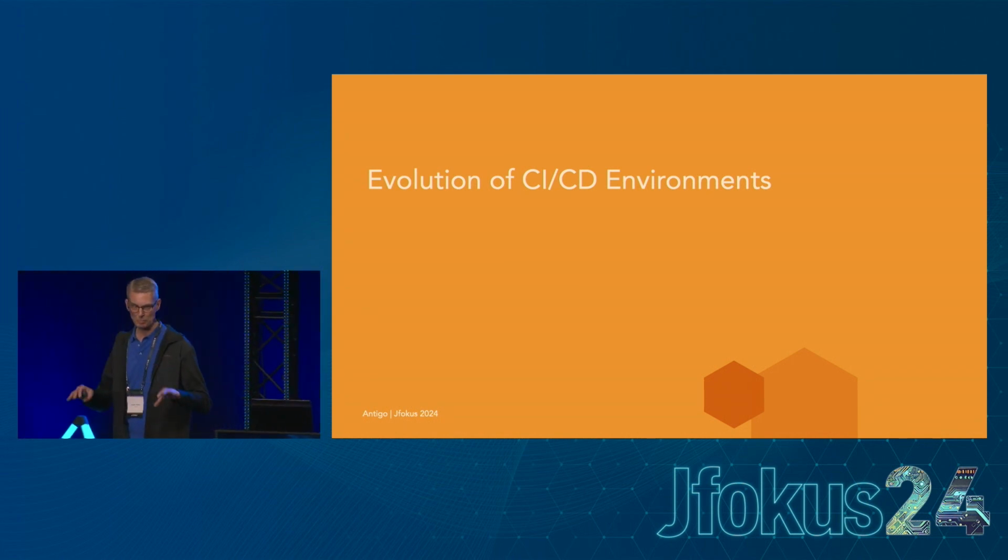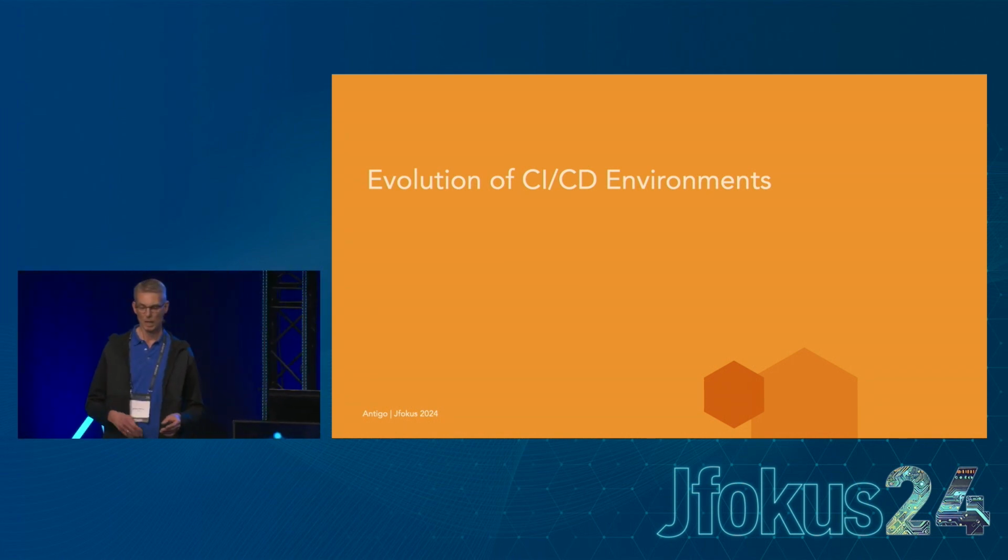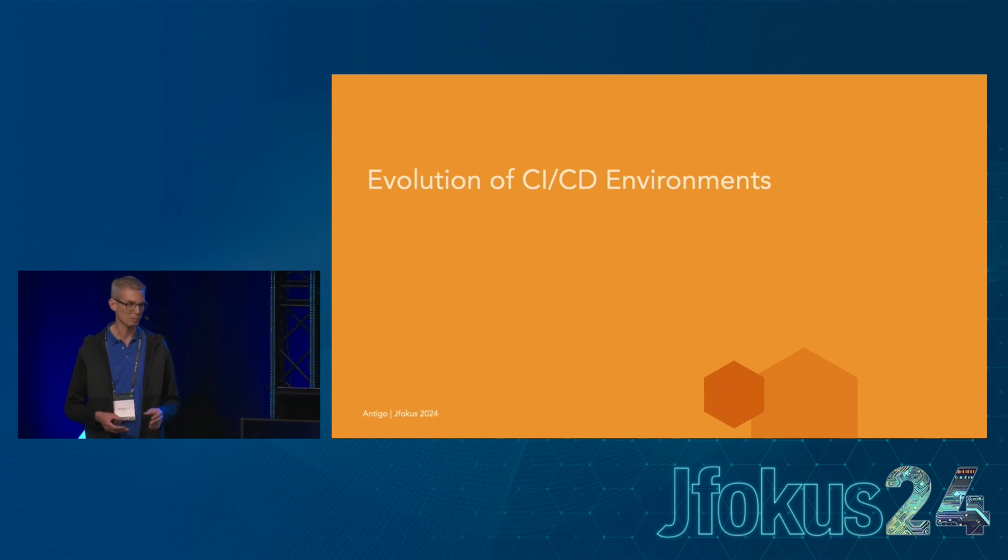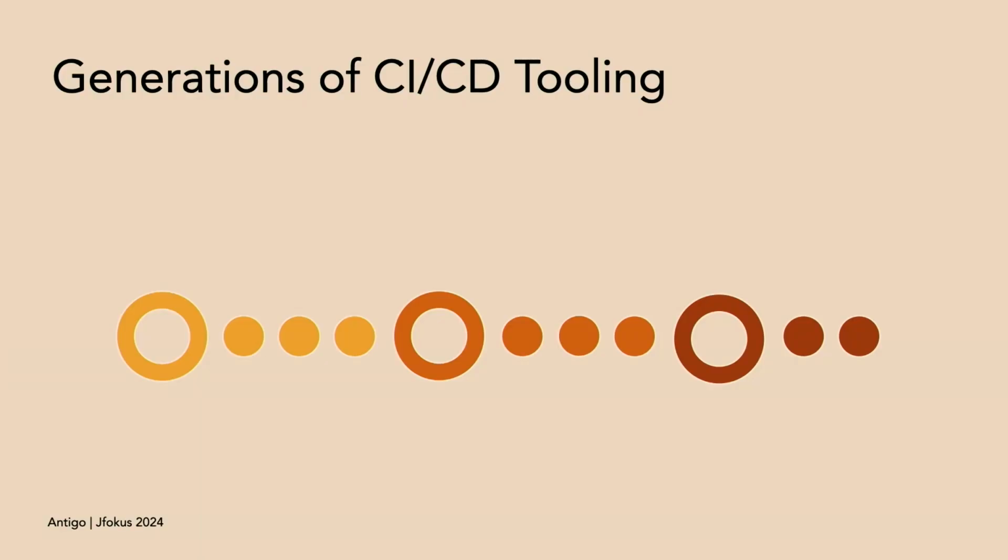Okay, so the topic of this lightning talk is the evolution of CI/CD environments. I will look at one perspective. There are a number of them, and I have to simplify a little due to the time constraint of this talk. So I will look at what I call the architectural aspect of build environments. But to start out, we'll look at what I see as 3 different generations of CI/CD tooling.